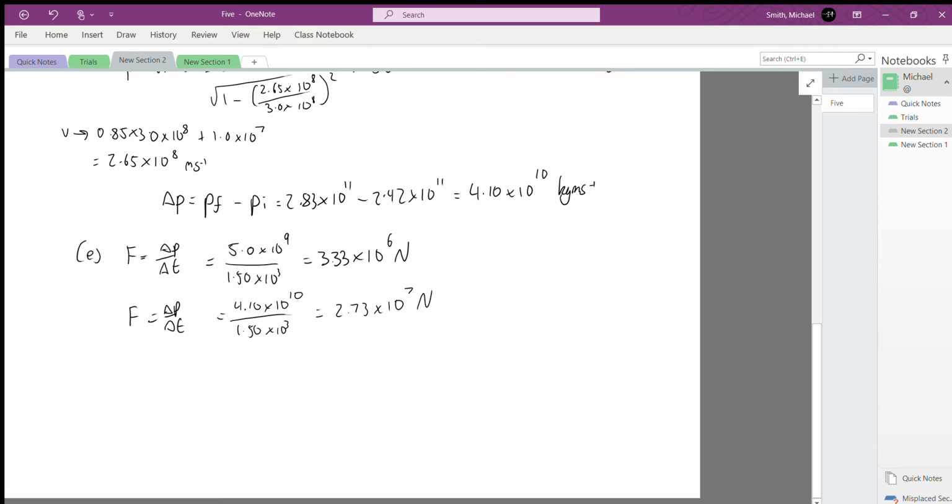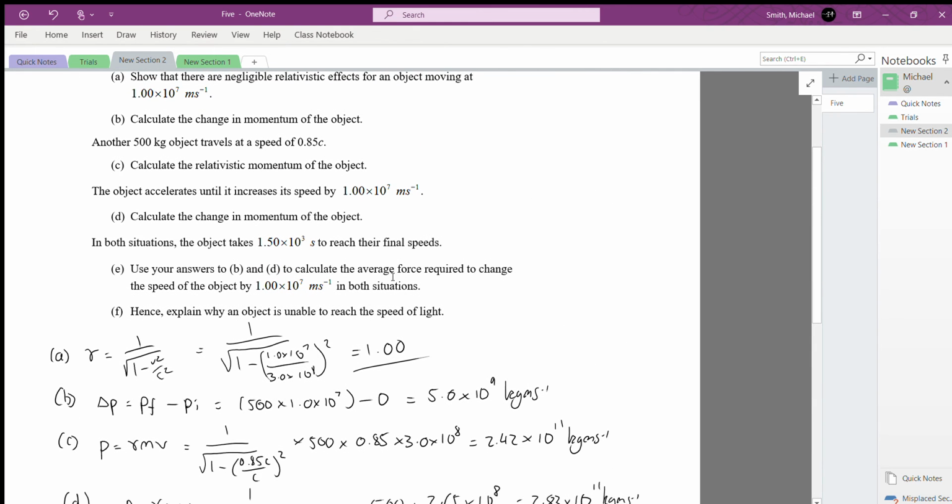So here we can see that the force required to change the speed by the same amount in both of these cases is significantly different. So for the classical momentum, the force is on the scale of 10 to the power of 6, but if relativistic effects are taken into account, then the force required is on the scale of 10 to the power of 7.